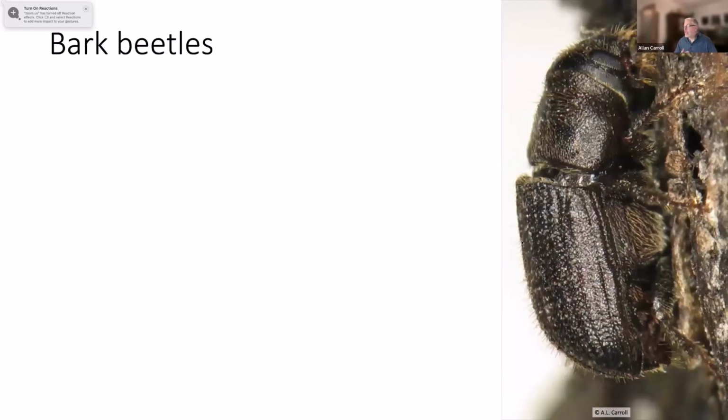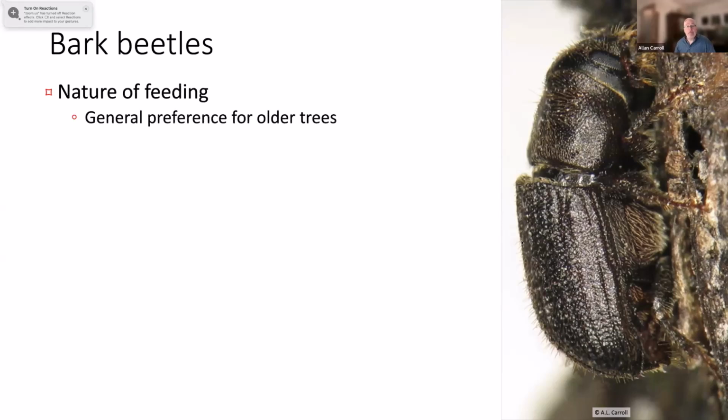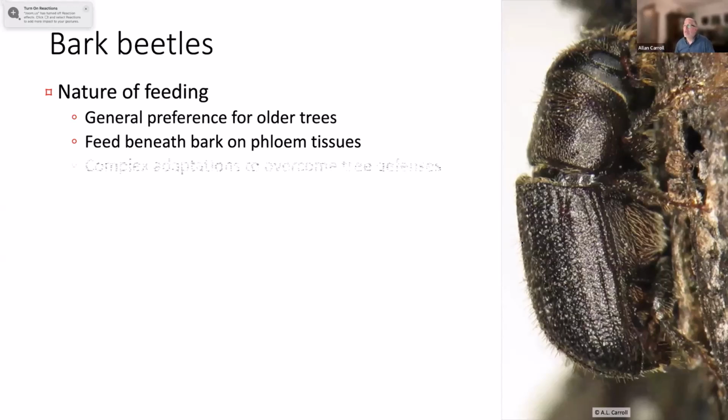Now, just to be complete, let's look at a couple examples of bark beetles. And as you can see here on the image on the right, they're really cute. It's hard not to look at one of these things and think that they're very much like a teddy bear. And I agree completely. I think bark beetles are wonderful. The nature of their feeding is effectively that they like old trees. So if you've got a big old tree, these guys are going to be happy. They feed beneath the bark on that thin layer of tissue that's above the sapwood but below the bark, known as the phloem. It's full of all kinds of nutritious things.